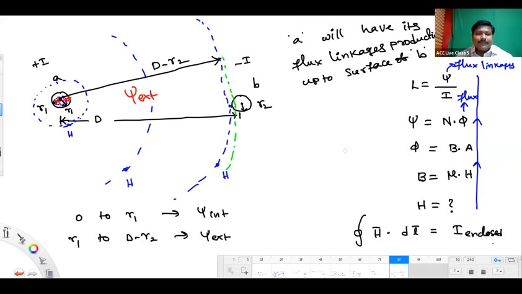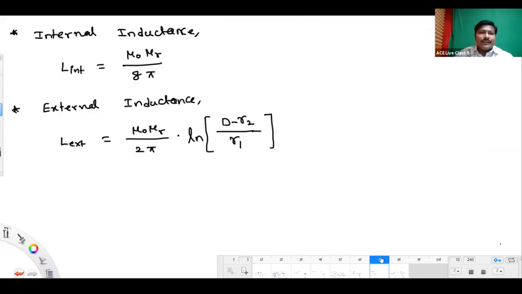I think all of you are getting this. So this is sufficient, and we will continue with only internal and external linkages from this point. I am moving back to the previous slide. Let me explain the notations.